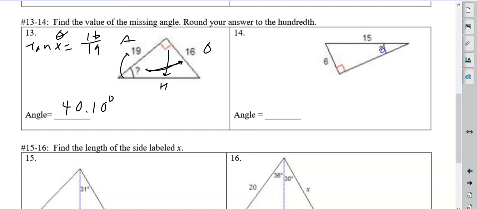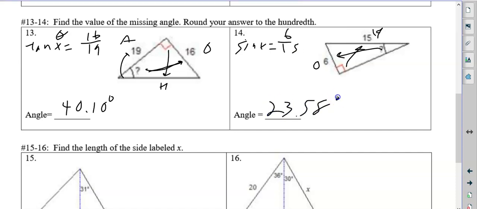All right, what do we have? We have opposite, hypotenuse. So that's sine. Sine of the unknown is opposite over hypotenuse. Again, second sine, 6 divided by 15, 23.58 degrees.